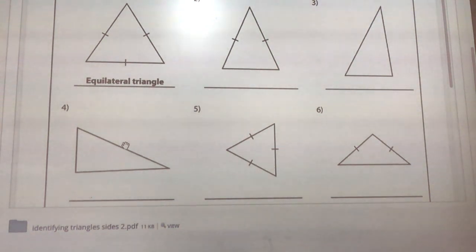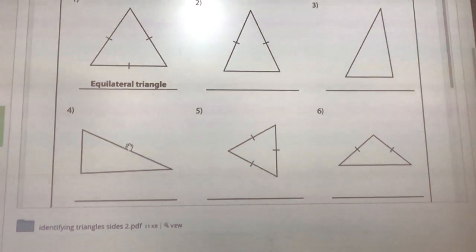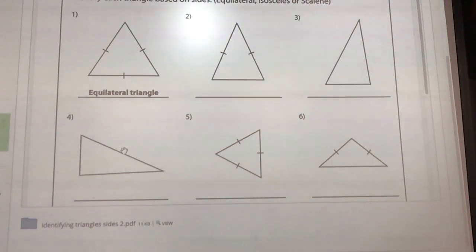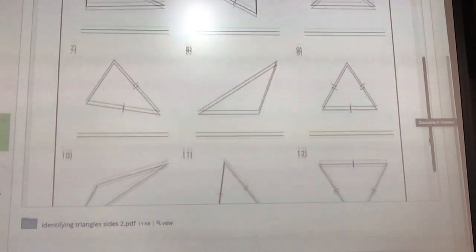I want you to turn to somebody in your area and share with them what you wrote down for 4, 5, and 6. What kind of triangles are they according to their sides? Miss Bush, how do you say that word again? Isosceles. Isosceles. Can I call it an isosceles?